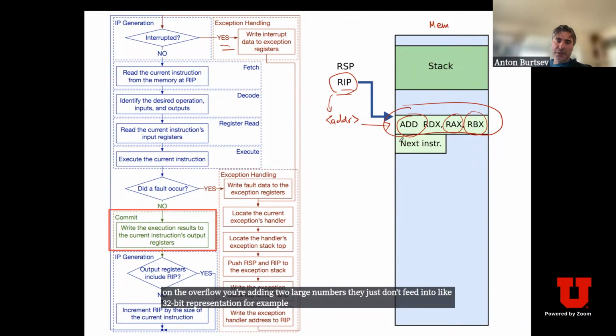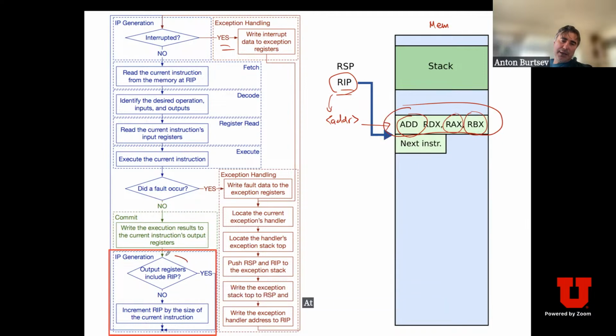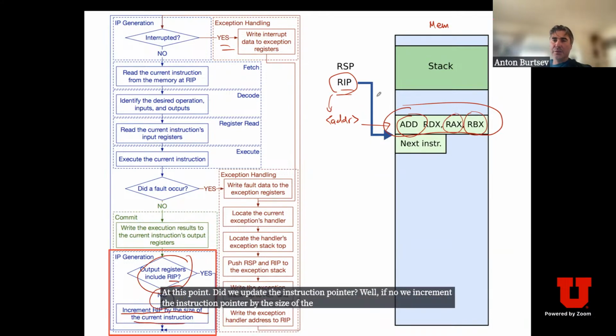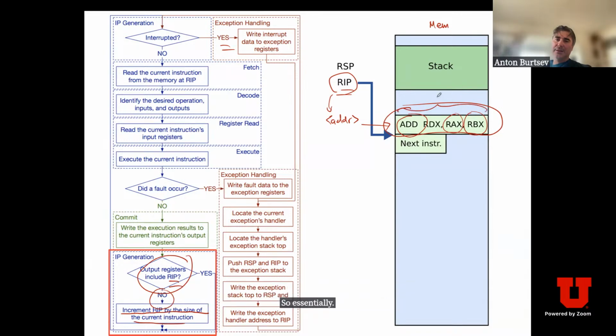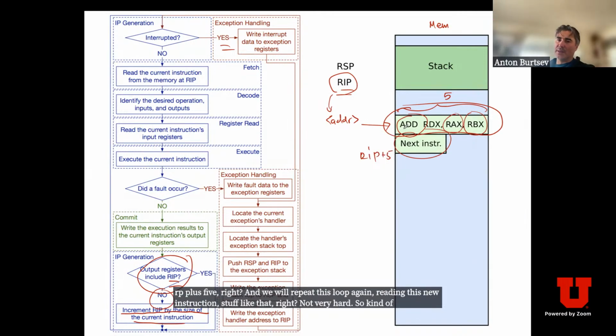You commit the instruction and ask: at this point, did we update the instruction pointer? If not, we increment the instruction pointer by the size of the current instruction. So if this instruction is 5 bytes, RIP will be RIP plus 5. And we repeat this loop again, reading the new instruction. Not very hard. All machines work this way.